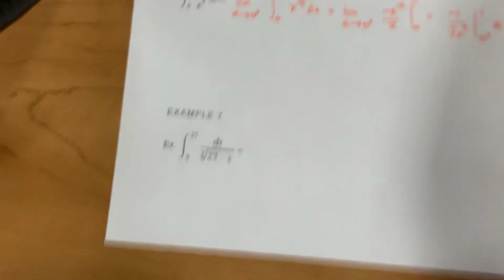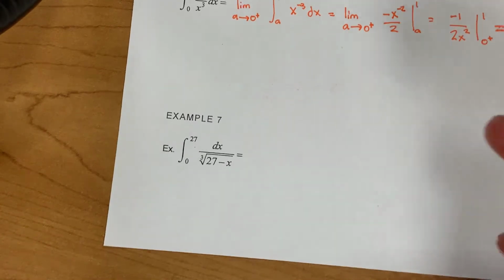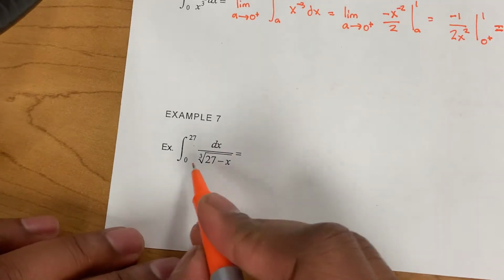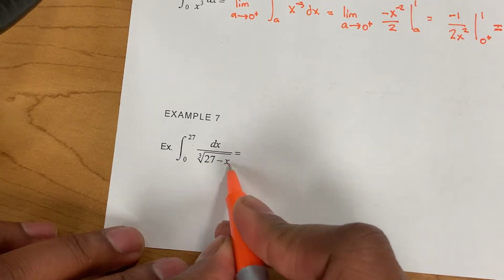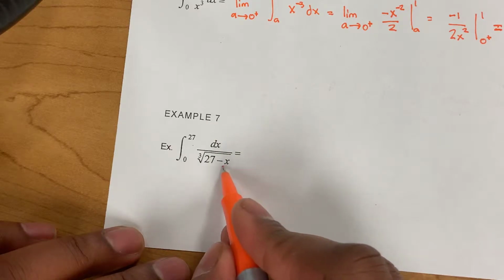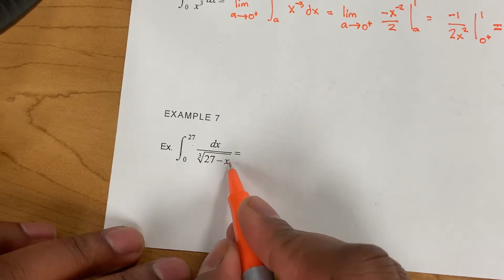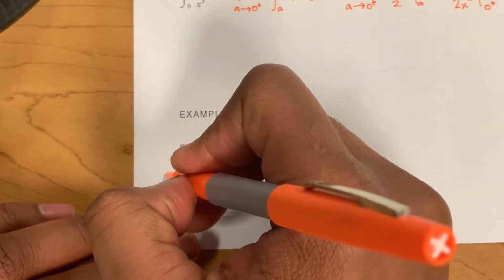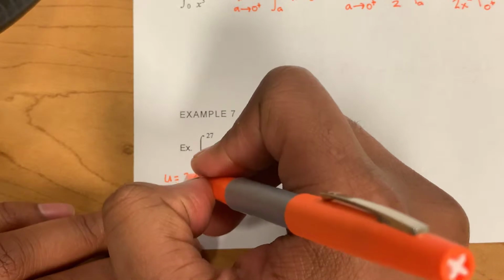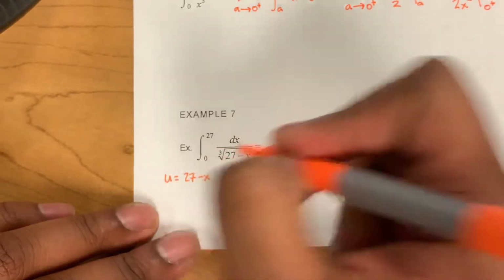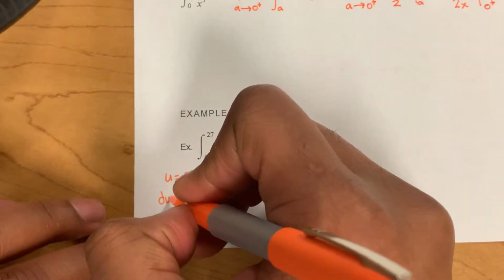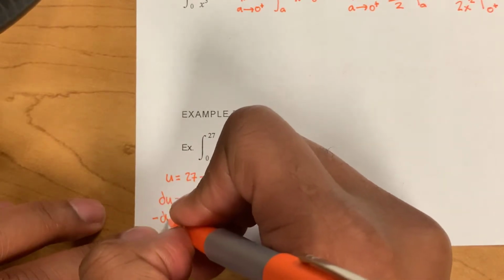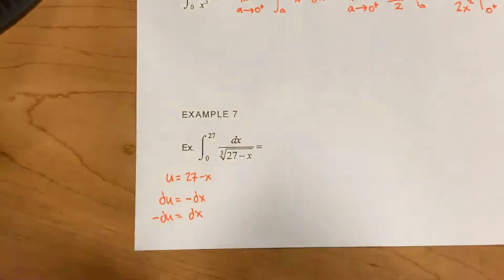For example 7, we're going to have a case where we have to do u substitution and possibly rewrite our integral. So when we substitute in 0, that's not a problem. When we substitute in 27, also not a problem. We actually divide by 0, which we can't do. So the first thing that we need to do is to integrate this. We're going to do a simple u substitution of 27 minus x. And so our du is going to equal negative dx, so that negative du equals positive dx.